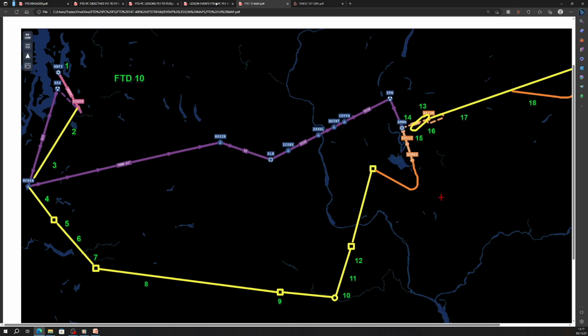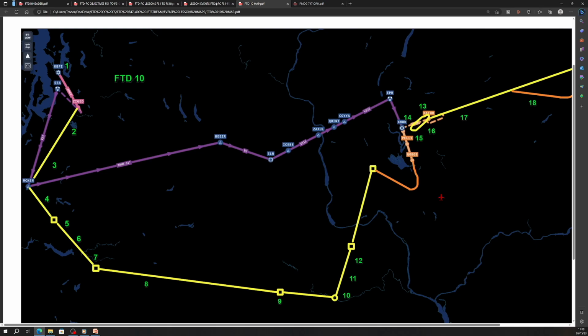When we get into the Moses Lake area, we will not do the transition that they gave us, but instead we'll be on a heading for radar vectors for the approach. That's the orange line there. And then the approach, we'll do a missed approach out to Ephrata.